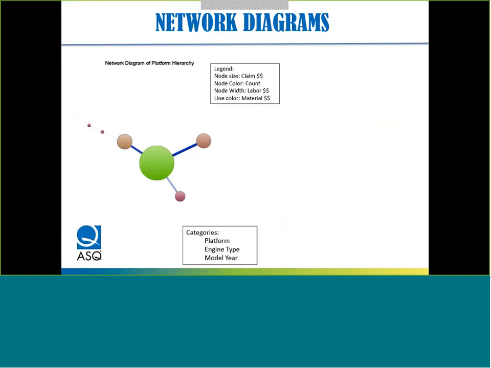Network diagrams. Here I'm disrupting Pareto. Sorry, Dr. Duran, but we have a new kid on the block here in network diagrams. And in this network diagram, many of you have probably seen them using network diagrams to find people or situations. This is used to look at data. So in this case, we're looking at warranty data from automobiles. And we can look at several things at the same time.